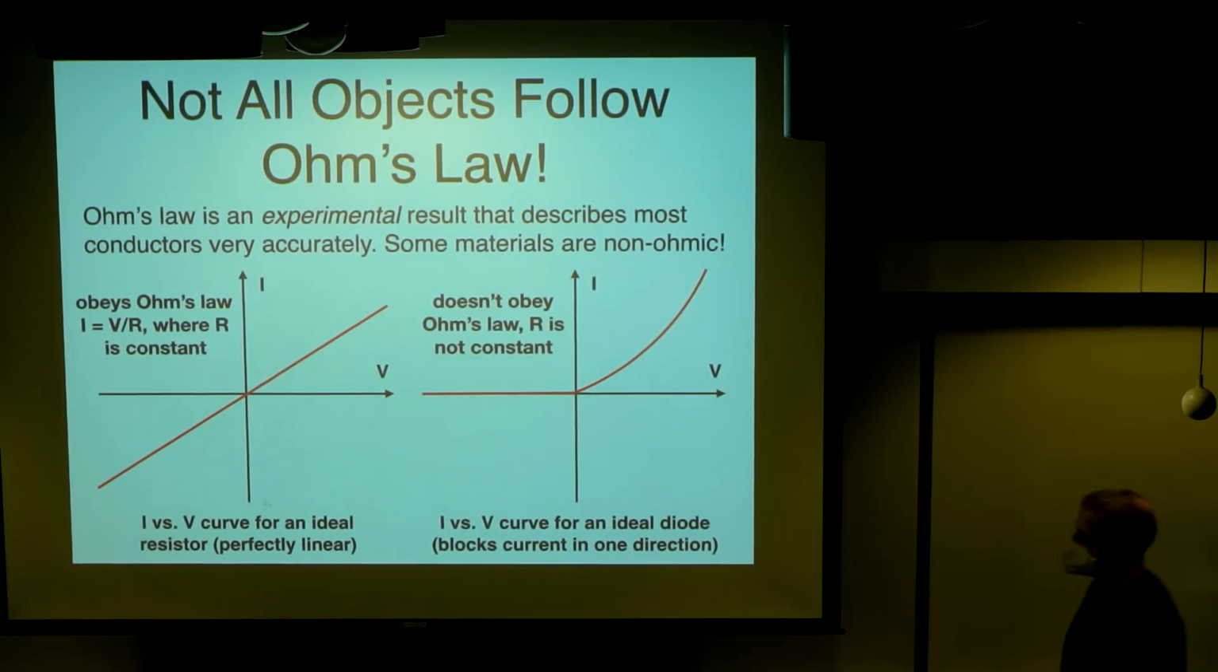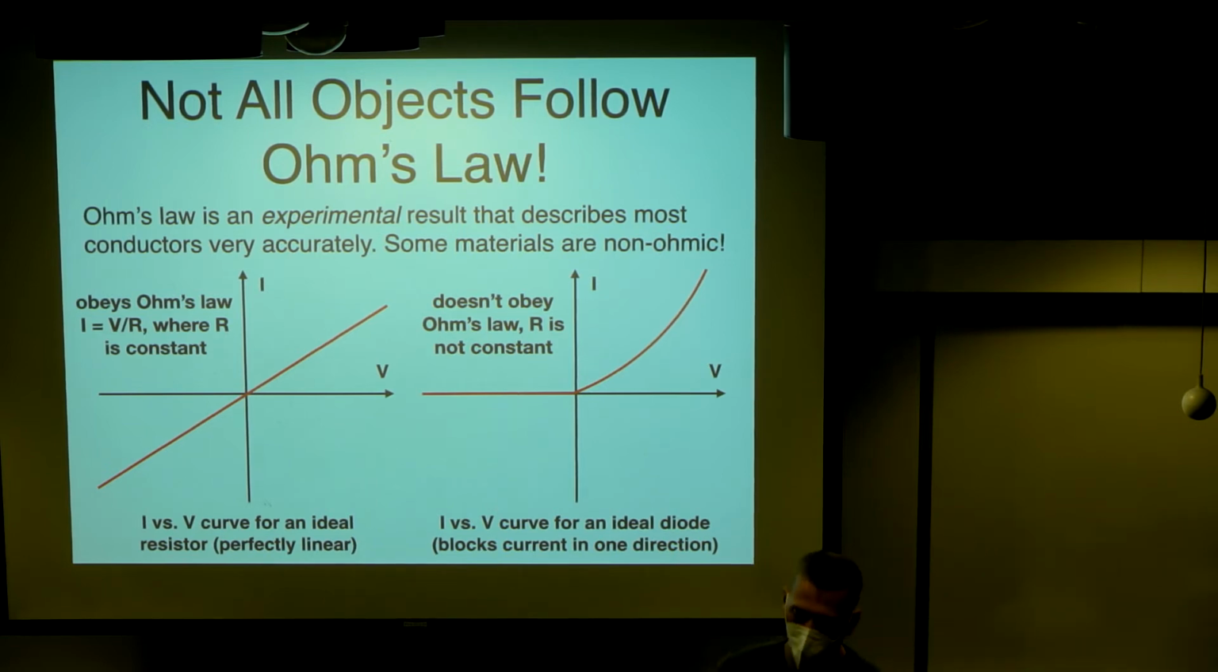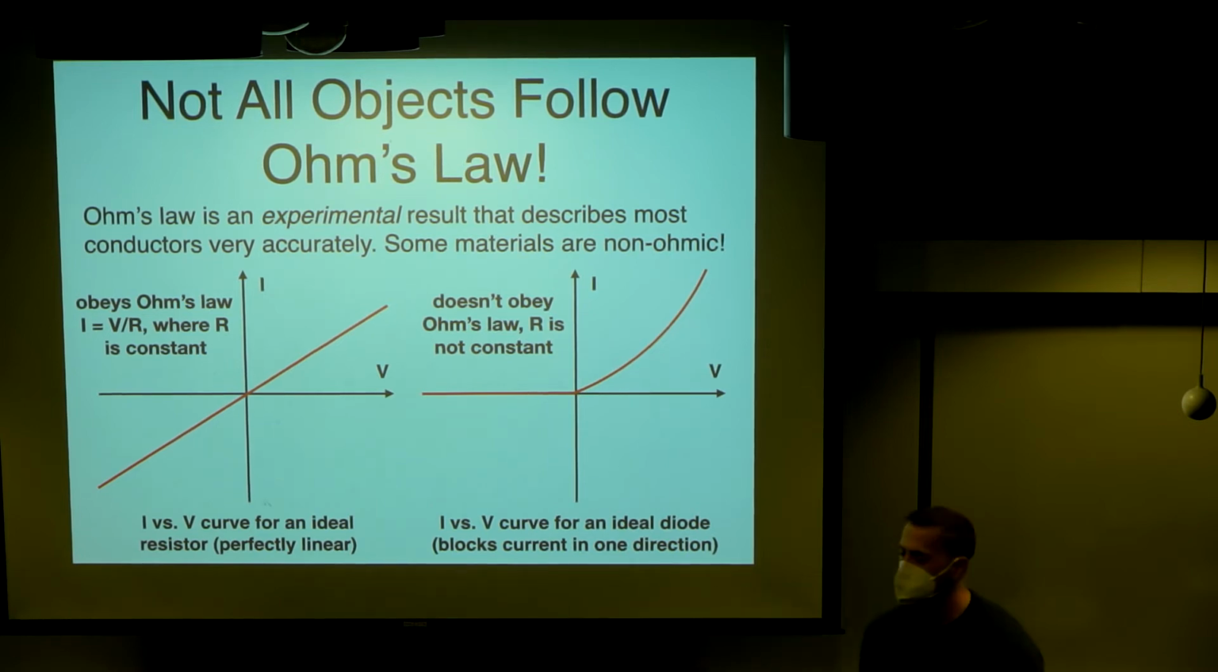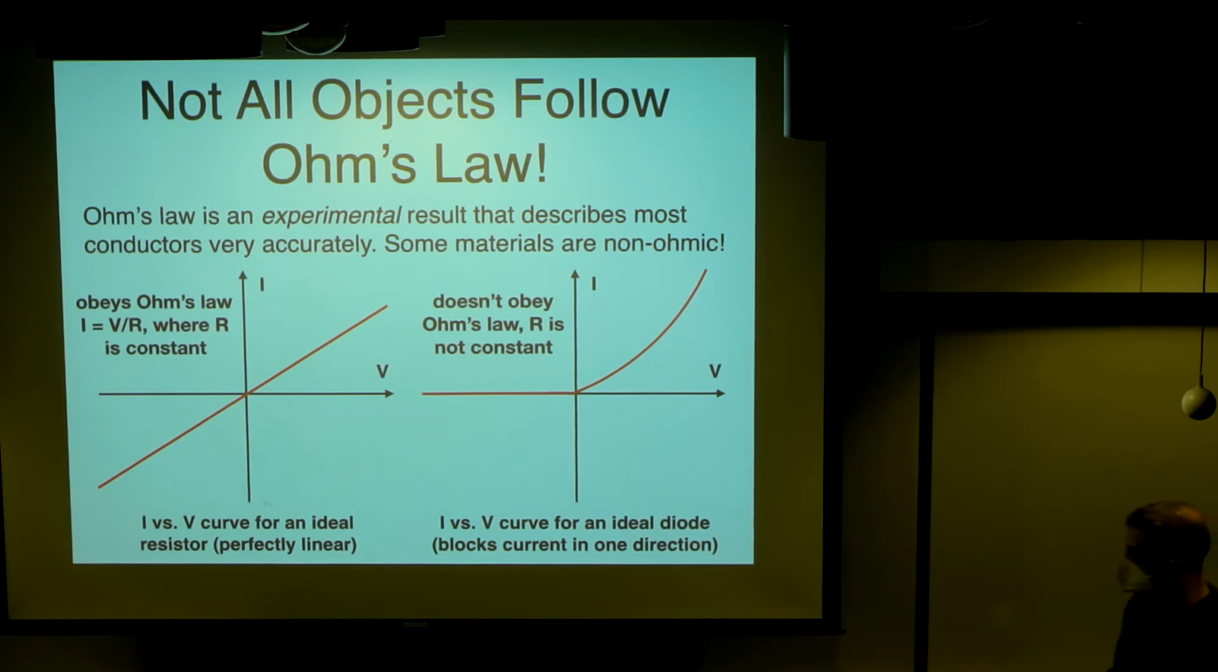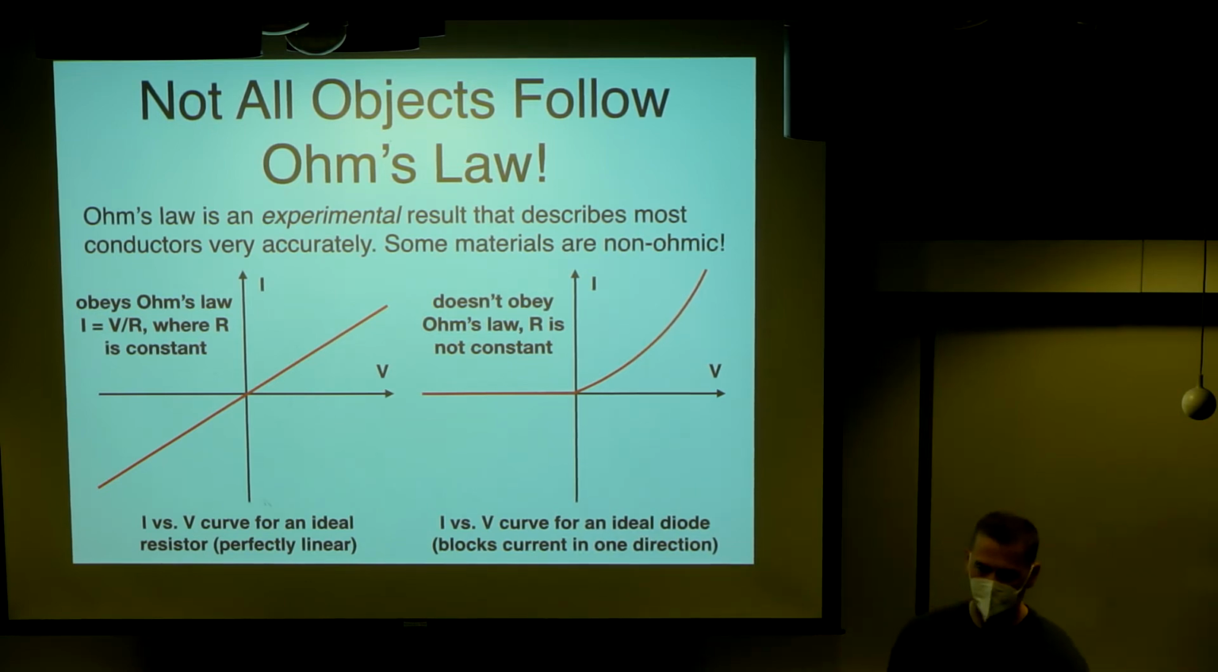Okay, so we know what Ohm's law says. Ohm's law is the statement that V is equal to I times R, where R is some kind of constant. And R is a constant associated with your object that tells you the resistance of your object. What I want to just emphasize here is not every object actually perfectly follows Ohm's law. So Ohm's law, you want to think of this as an experimental result.